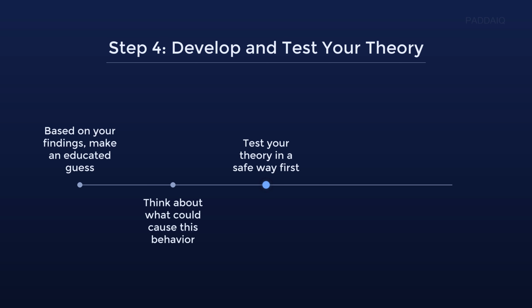This means trying your idea in a controlled environment where a failure will not cause harm. For example, before updating a live production application, test the change in a development system. This approach ensures you can identify and fix issues without impacting real users or business operations. If wrong, learn from it and try another approach.